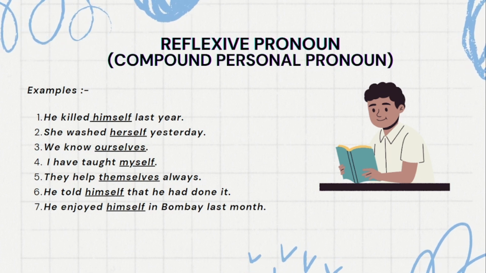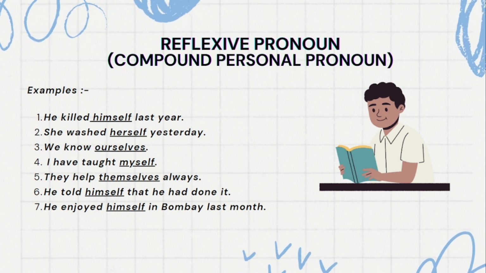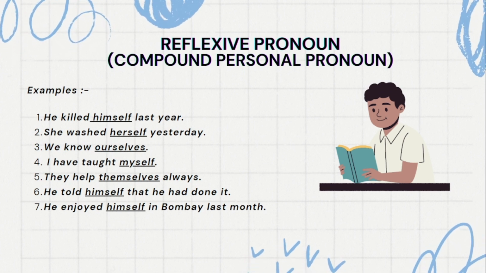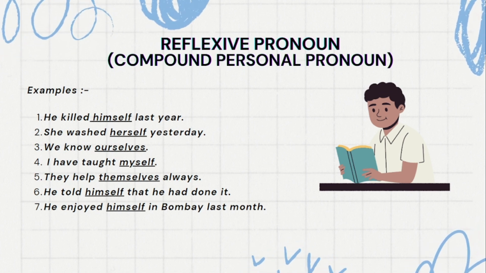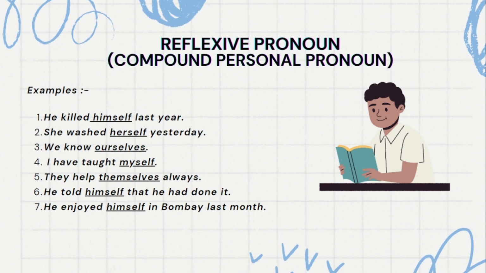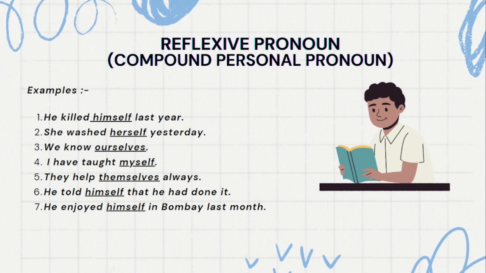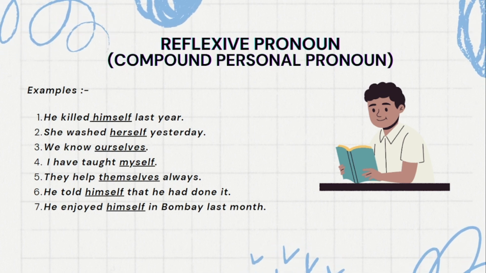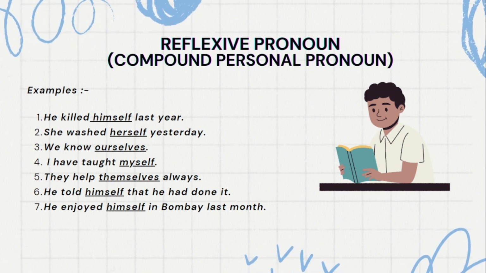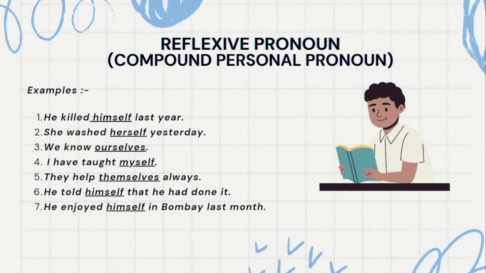What is the definition of reflexive pronoun? Reflexive pronoun is a word that turns the action of the verb falls back upon the subject itself. Here himself, in the first example, is a reflexive pronoun. That word turns the action of the verb. In this sentence, the verb is killed. The word himself turns the action of the verb killed falls upon the subject he. Isn't it?